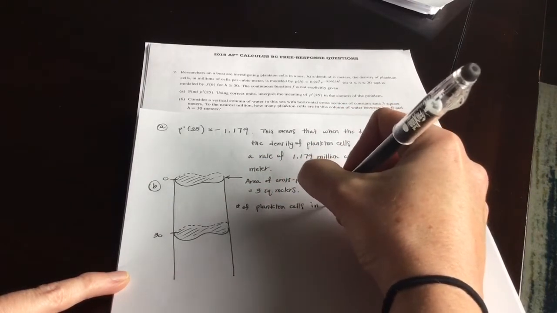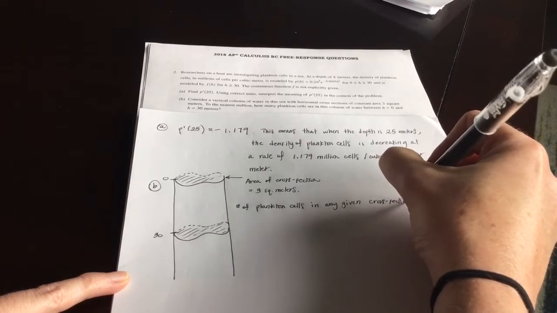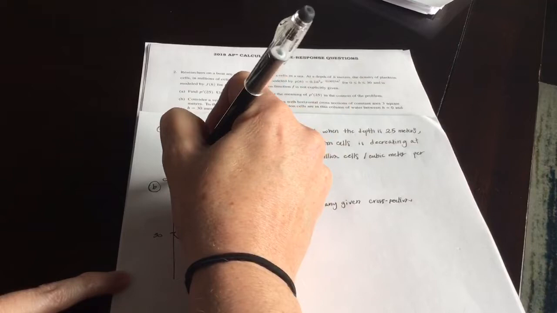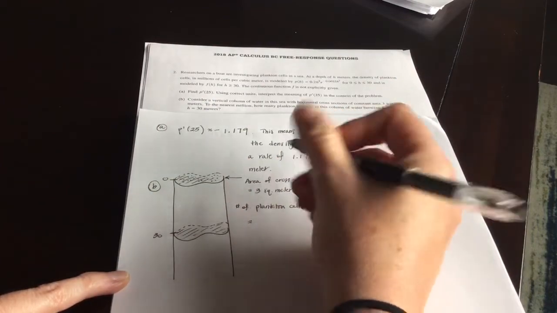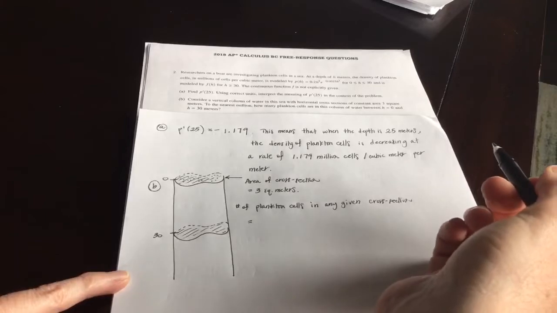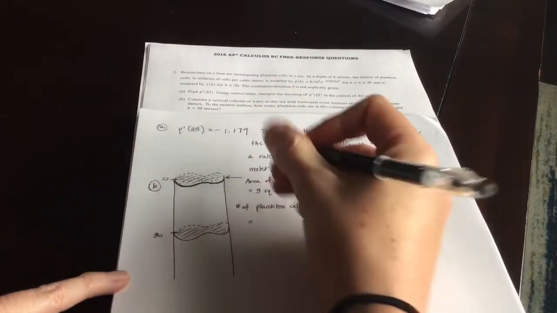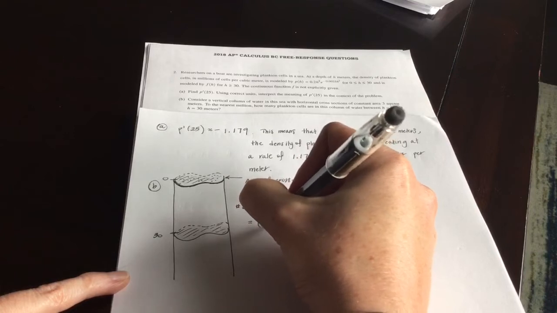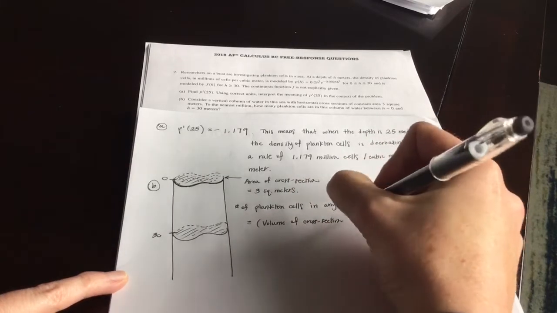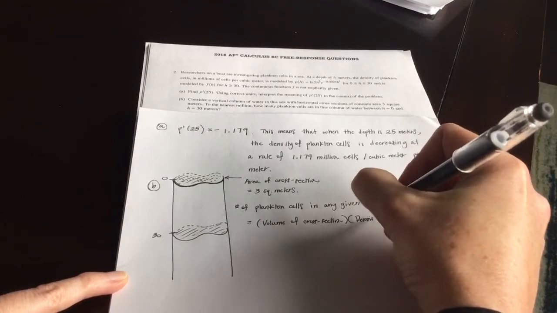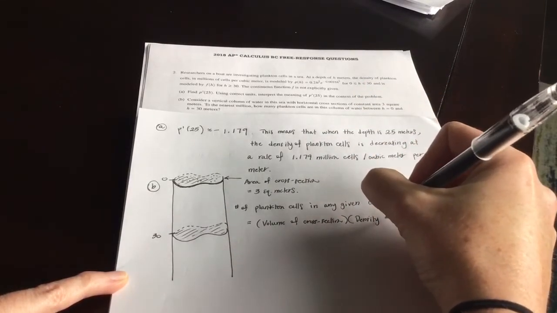How do you figure out how many plankton cells are in any given cross-section? How would you do that? You've got all these little plankton cells in here. How would you figure out how many are in there? I claim that you could basically take the area of the cross-section, or you could actually say volume, if it's infinitely thin, so maybe I'll do that. So you would take the volume of the cross-section, and then you could multiply it by the density, since density means number of plankton cells in a cubic meter. So just take density of plankton cells.